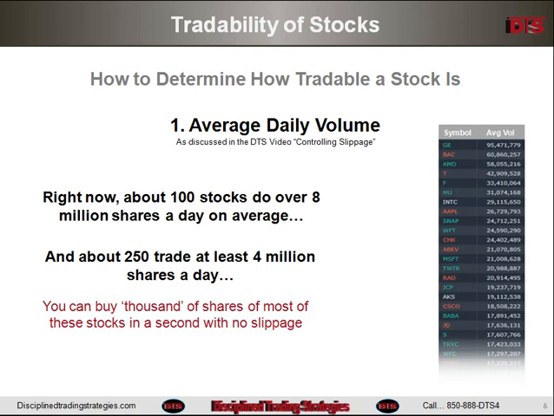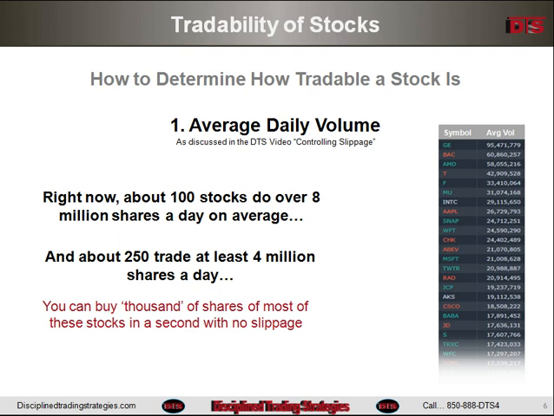Number 1, the average daily volume. This is discussed in the other video about controlling slippage. This is your total answer and can be all you need to know. If you trade stocks that are very liquid, stocks that have big average volume, none of these other issues even arise for you. Right now, there are about 100 stocks that trade over 8 million shares a day on average.